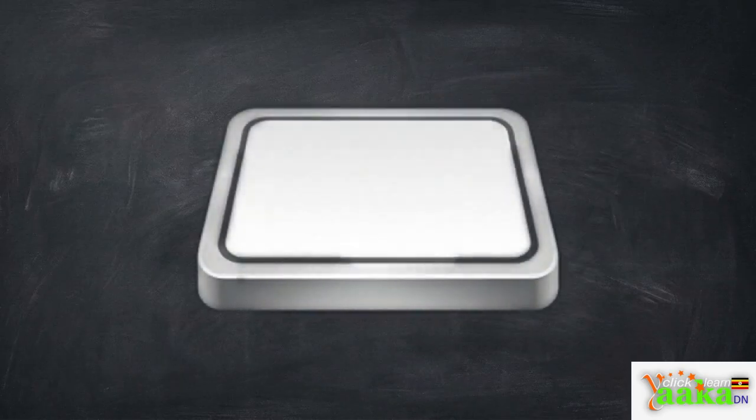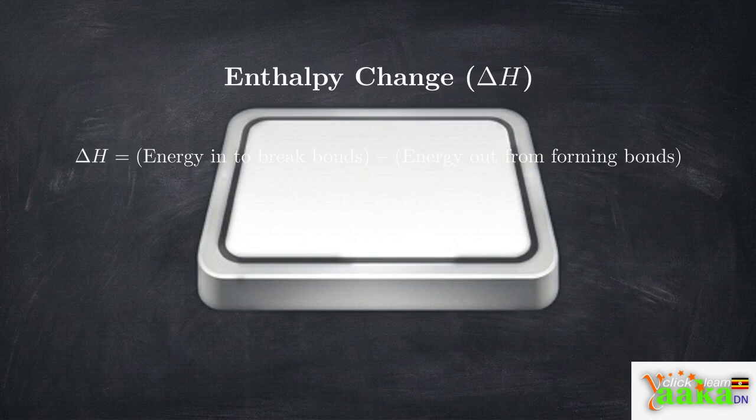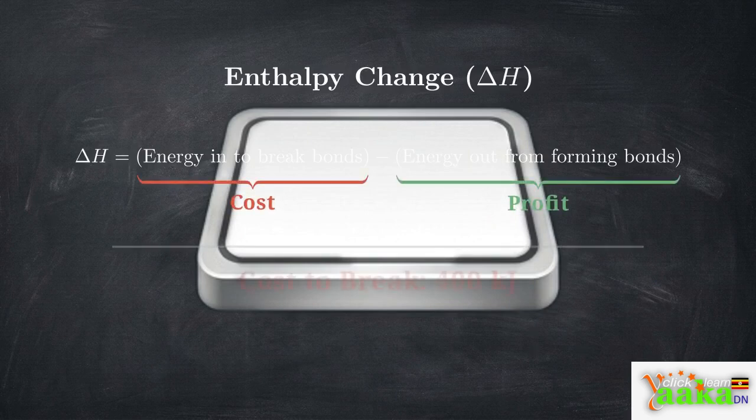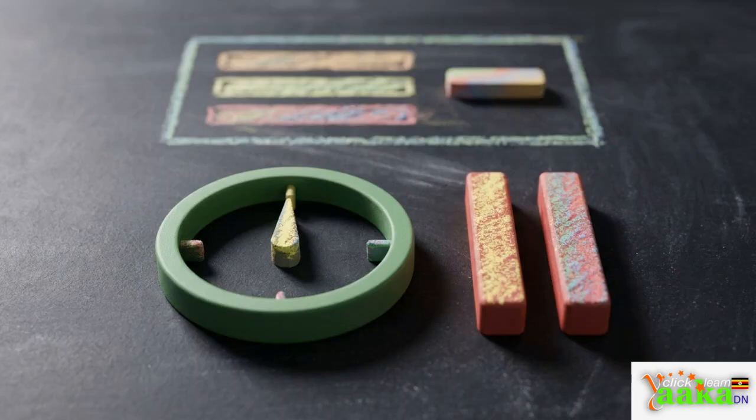Let's calculate the overall enthalpy change. The formula is simple. Delta H equals the energy required to break bonds minus the energy released from forming bonds. The cost minus the profit. Consider this scenario. A chemical reaction requires 400 kilojoules to break the initial bonds, and it releases 500 kilojoules when forming new bonds. Pause the video right now.